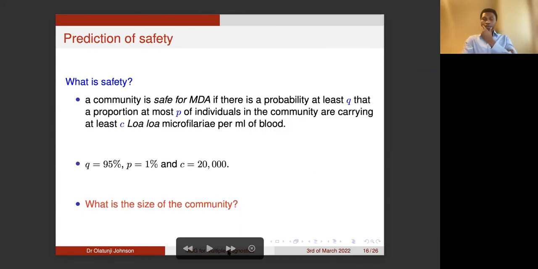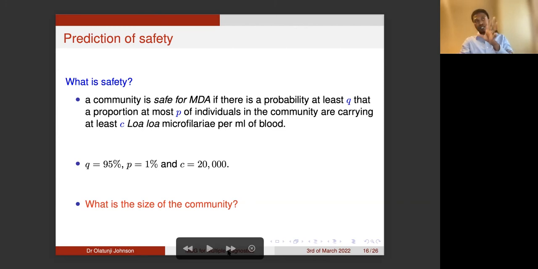So let's go back to the problem that we are trying to answer here. As I told us when I started this talk, what we want to do is come up with areas that are safe. We want to tell them, okay, this area is safe for MDA, and this area is not safe. The question we will ask is, what do you mean by safe? How do you know if it's safe?